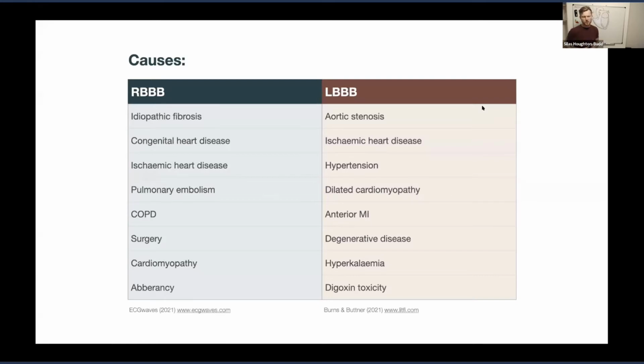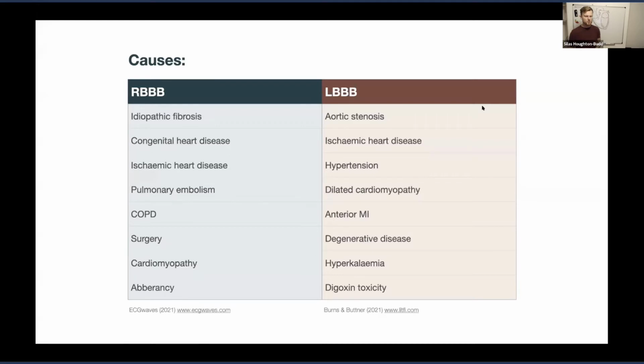If we take the right bundle branch, for instance, we can see that idiopathic fibrosis is a cause, and it can be quite a common one. Things like congenital heart disease can cause right bundle branch block, and so young people may have it and not be symptomatic and be otherwise well, and then it's considered benign. But it may also be caused by ischemic heart disease, as can left bundle branch block, and we'll dig into that a little bit more as we go through. And then other cardiovascular conditions such as PE, which we may not immediately consider with a bundle branch block, and more chronic causes of right heart changes such as COPD.